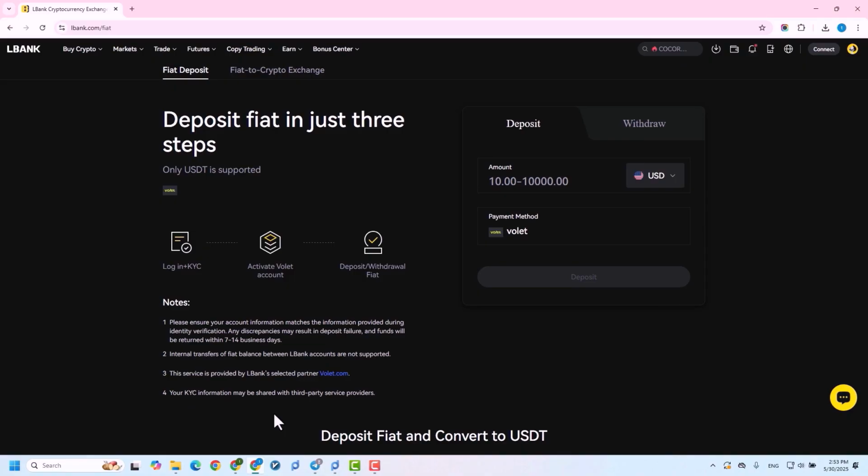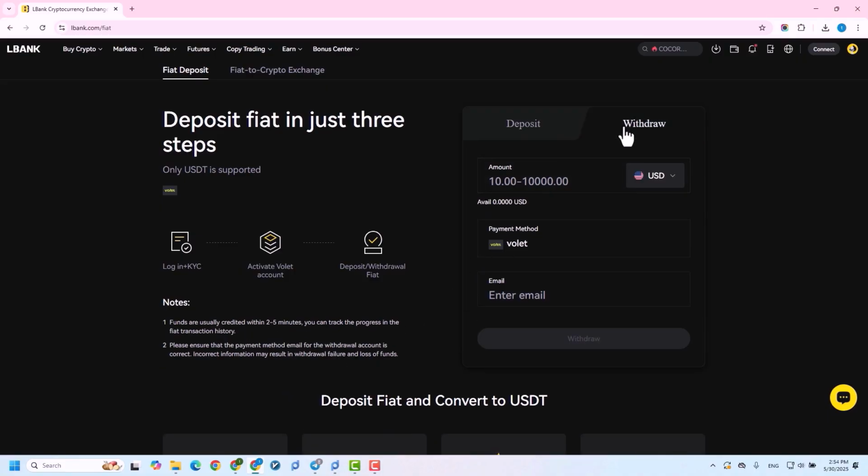If there is any discrepancy, the transaction may fail and the funds will be returned within 7 to 14 business days. Also, internal fiat transfers are not supported. Transferring fiat balances internally between LBank accounts is not possible. Wallet service. This payment service is provided by LBank's official partner, Wallet.com, and operates independently from the exchange itself. It is possible that your identity verification information may be shared with third-party service providers in order to complete your payment process.